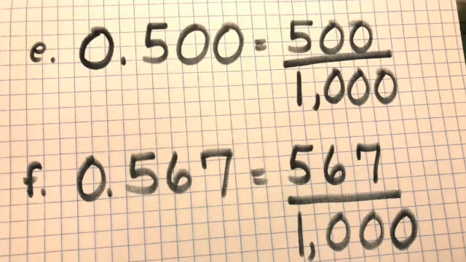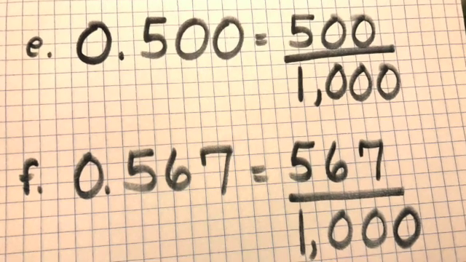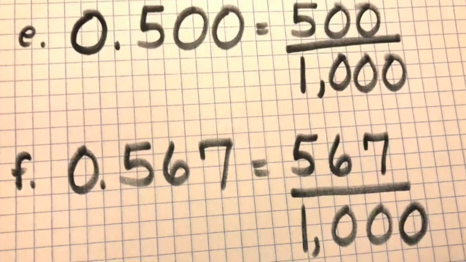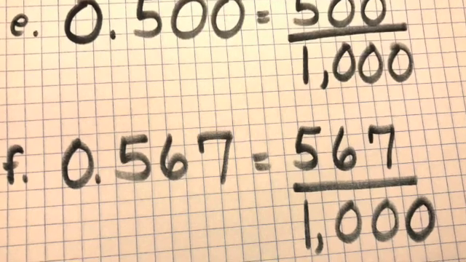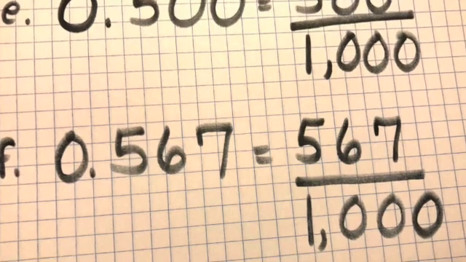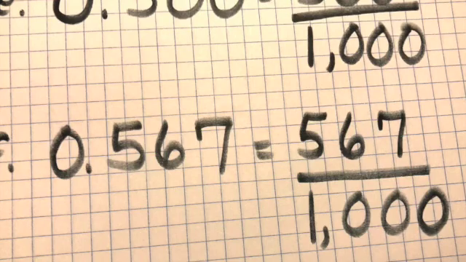For E, we have 0.500, and this is 500 thousandths. Okay, and then F, we have 0.567, and this is 567/1000. Okay, so use this method to help you understand where the place value is when writing your decimals.